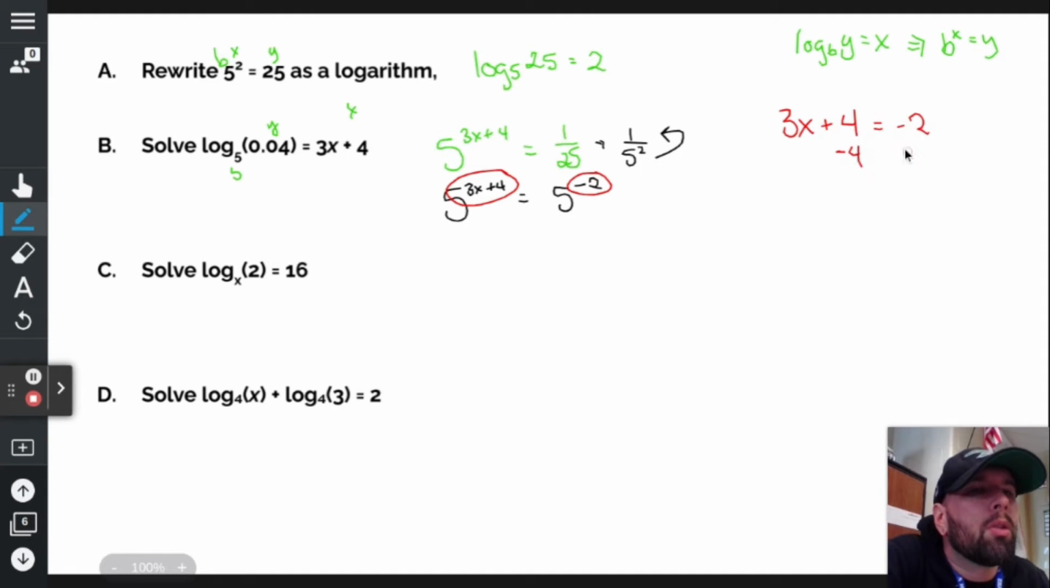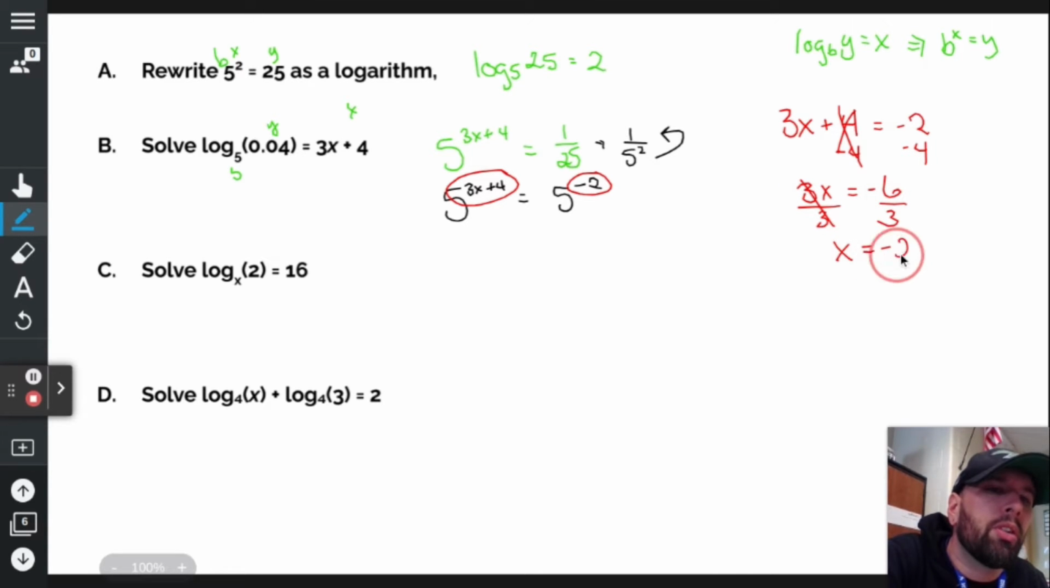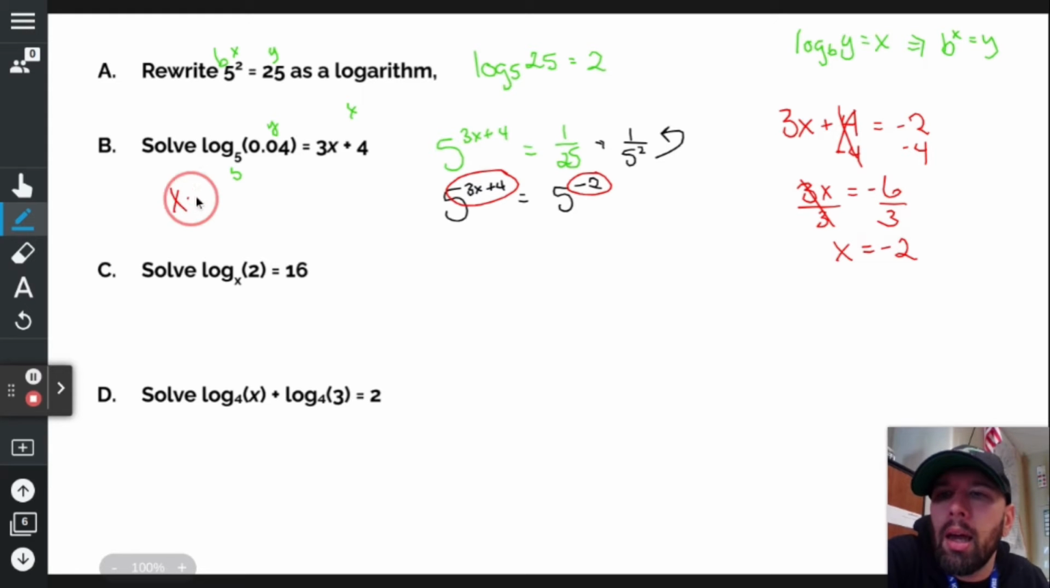Subtract 4, cross out. 3x equals negative 6. Divide by 3, cross out. X equals negative 2. X equals negative 2.